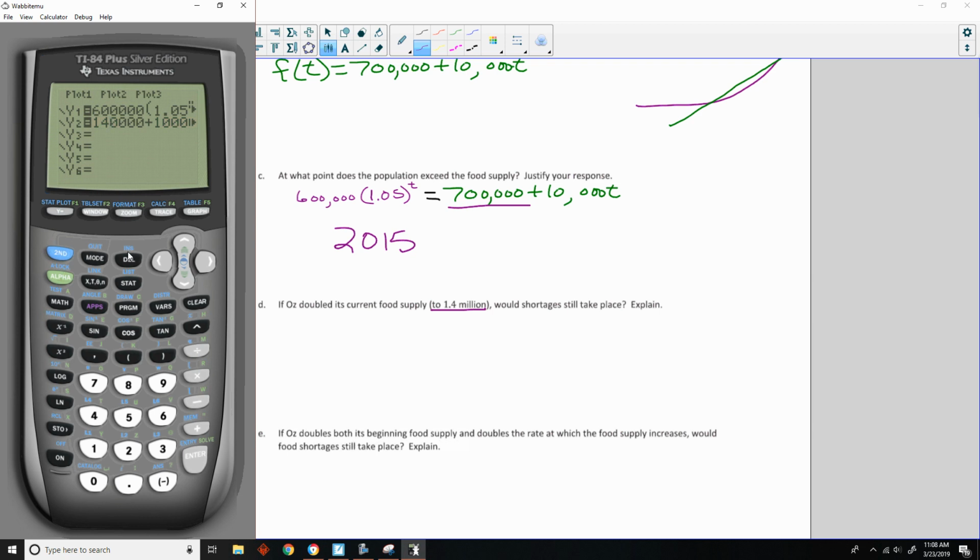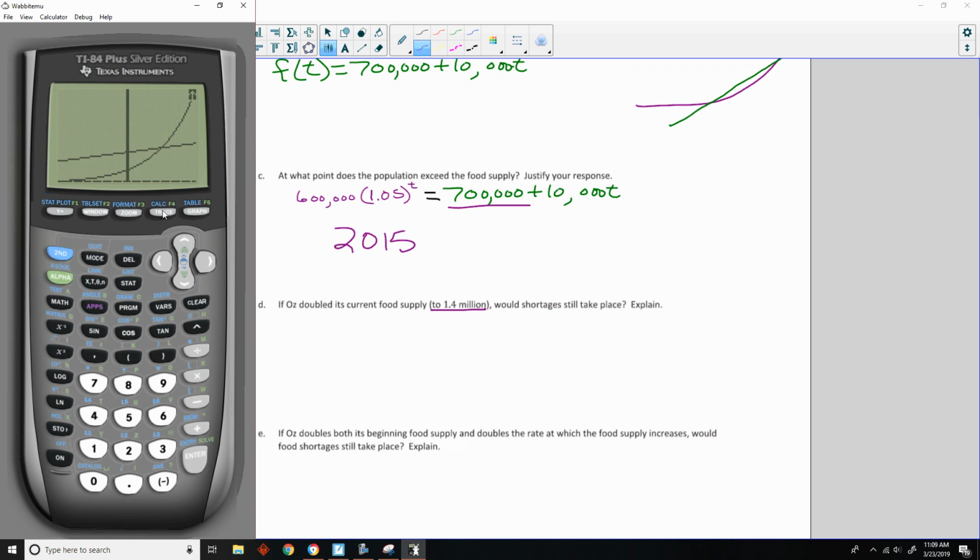And then if I want to insert, I hit second and see the INS above delete, second, insert a 0. And now that is 3 zeros, there's 1,400,000. And now I hit enter. And now I look at the graph. So here's our population growing exponentially. Our linear function, that would just shift it up to 1.4 million, increasing at a rate of 10,000 each year, but they still intersect, which means the population is still going to exceed the food supply if it grows 10,000 per year, starting at 1.4 million.